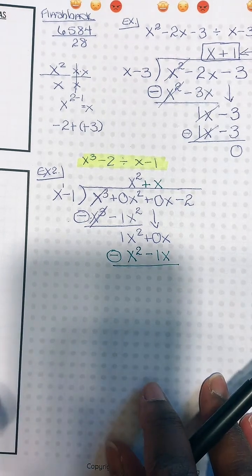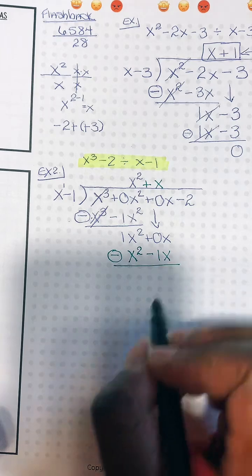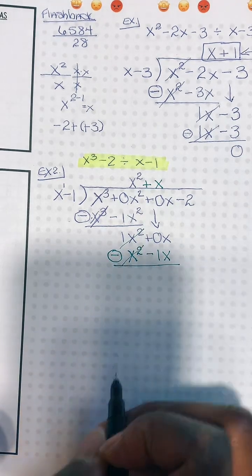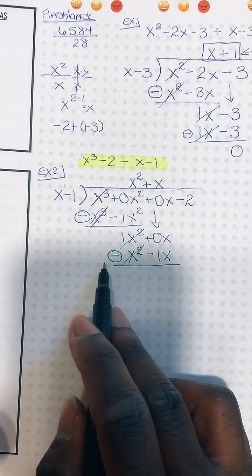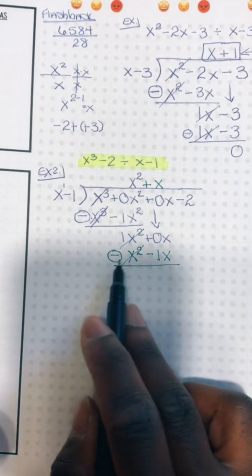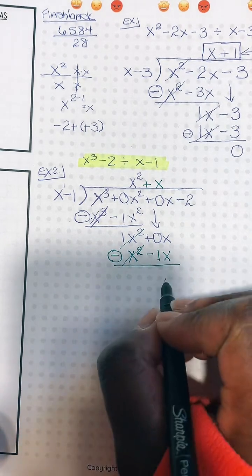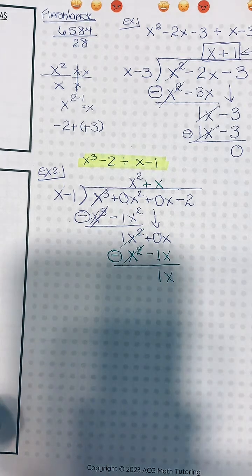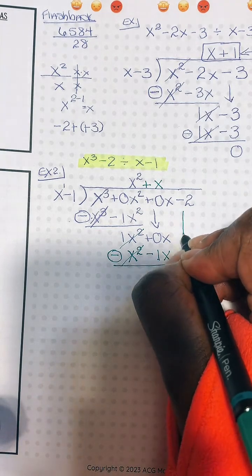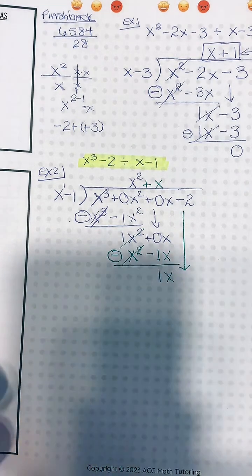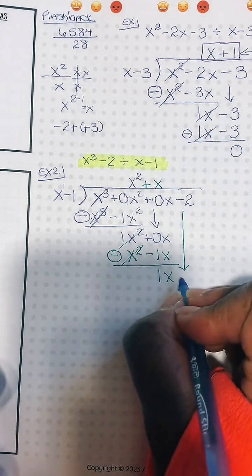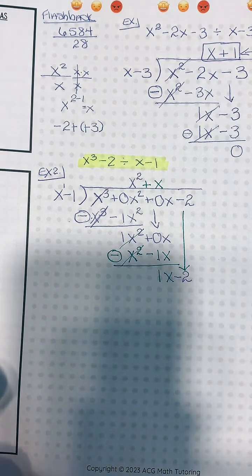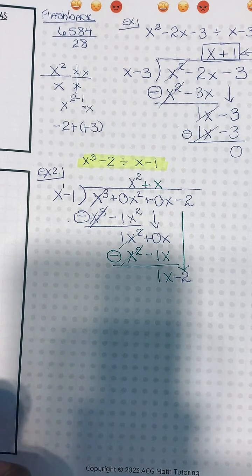Okay, awesome. All right, so that means 1x squared minus x squared cancels out. 0 minus a negative 1, that's a plus 1. So we got 1x again. And then what happens? Let's bring down that next term. And that next term was a minus 2. So the torture is almost over.